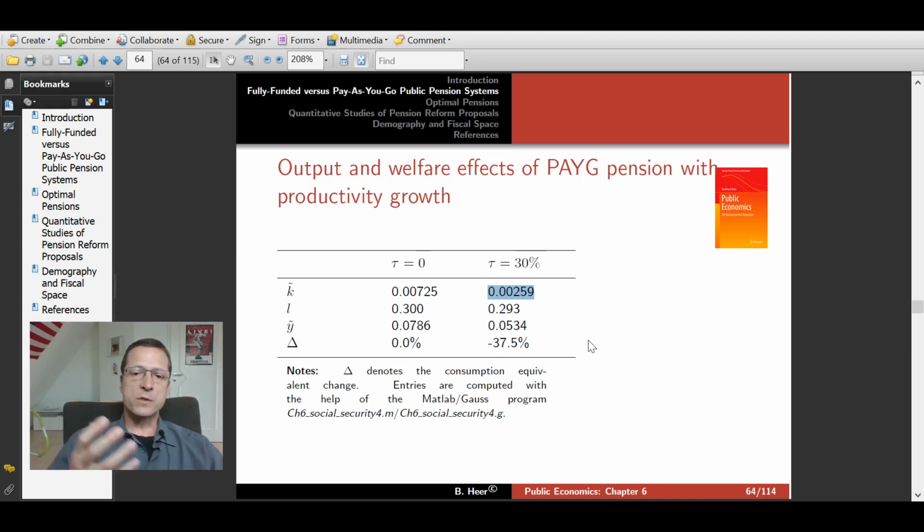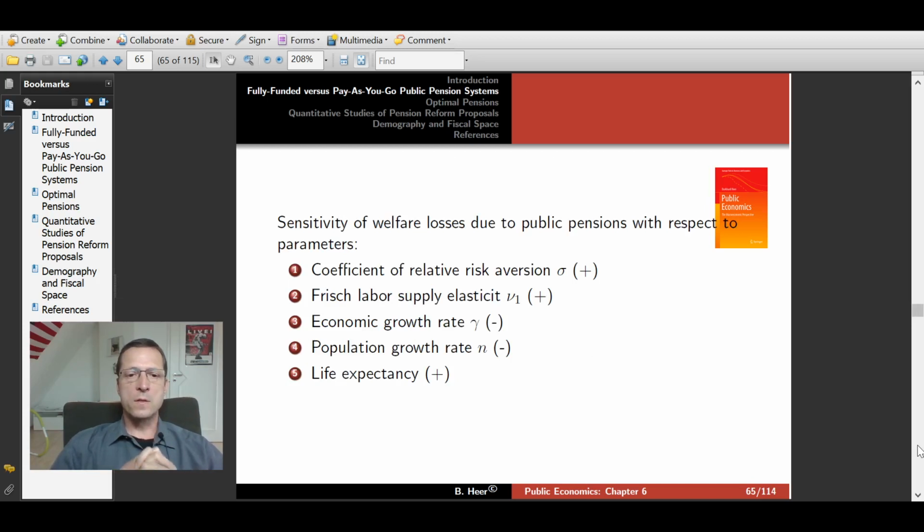So we have noticed that the introduction of economic growth reduces the welfare effects a little bit, and also the equilibrium effects here, but the change is very small. So let's keep this in mind by concluding this video looking at the sensitivity of our welfare losses due to public pension with respect to the parameters that you got to know.